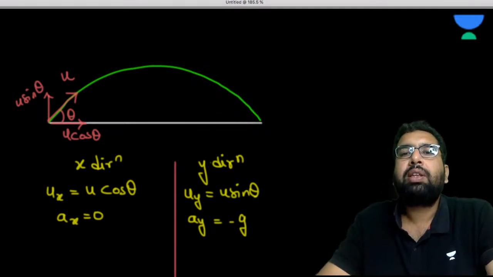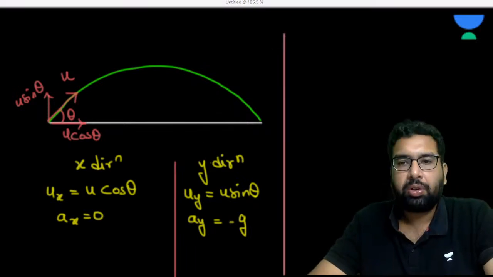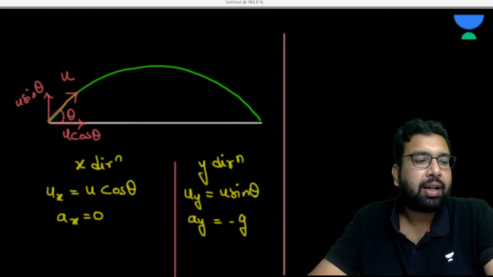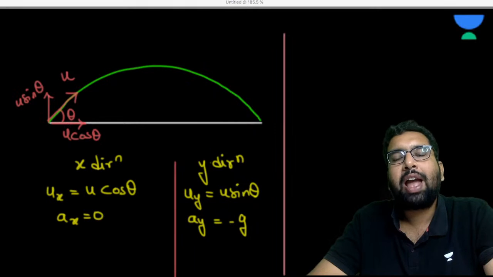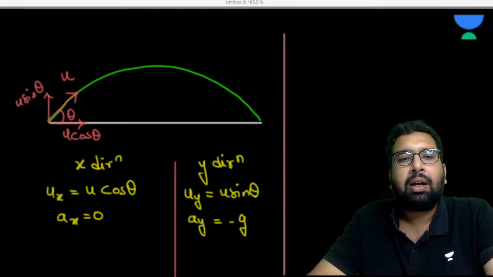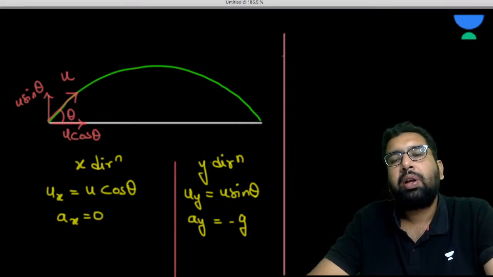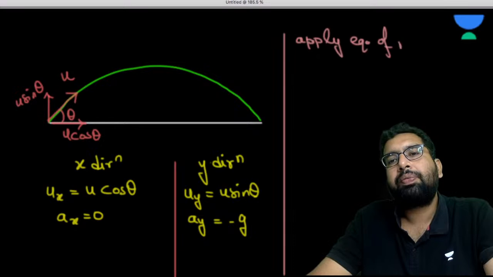So now once we separate the motion of the projectile in these two dimensions, that is x and y direction, then what do we have to do? We have to apply the equations of motion. After we separate this motion in x and y direction, we need to apply equations of motion in these two directions.